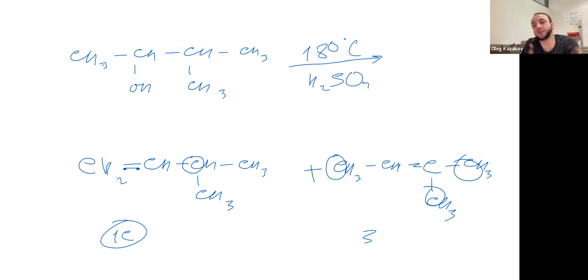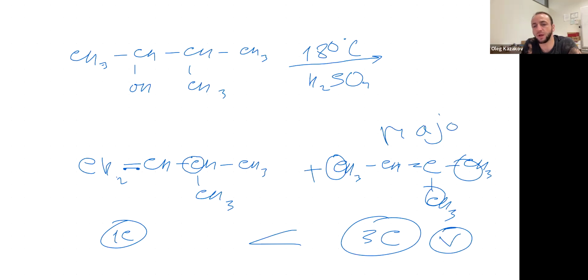So according to Zaitsev's rule, the alkene that will have more carbons attached to its carbon-carbon double bond will win. So this alkene will have 3 carbons total attached to its carbon-carbon double bond. Consequently, 3 is more than 1. And this is going to be our chief or major product. In other words, the major product will be this alkene structure.